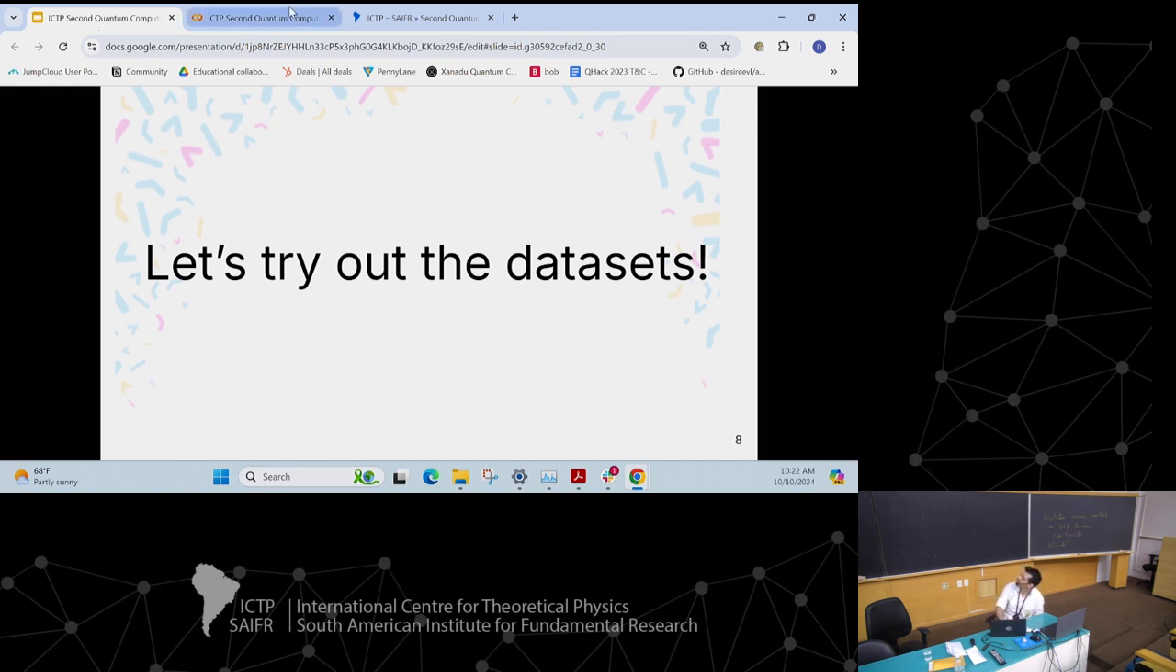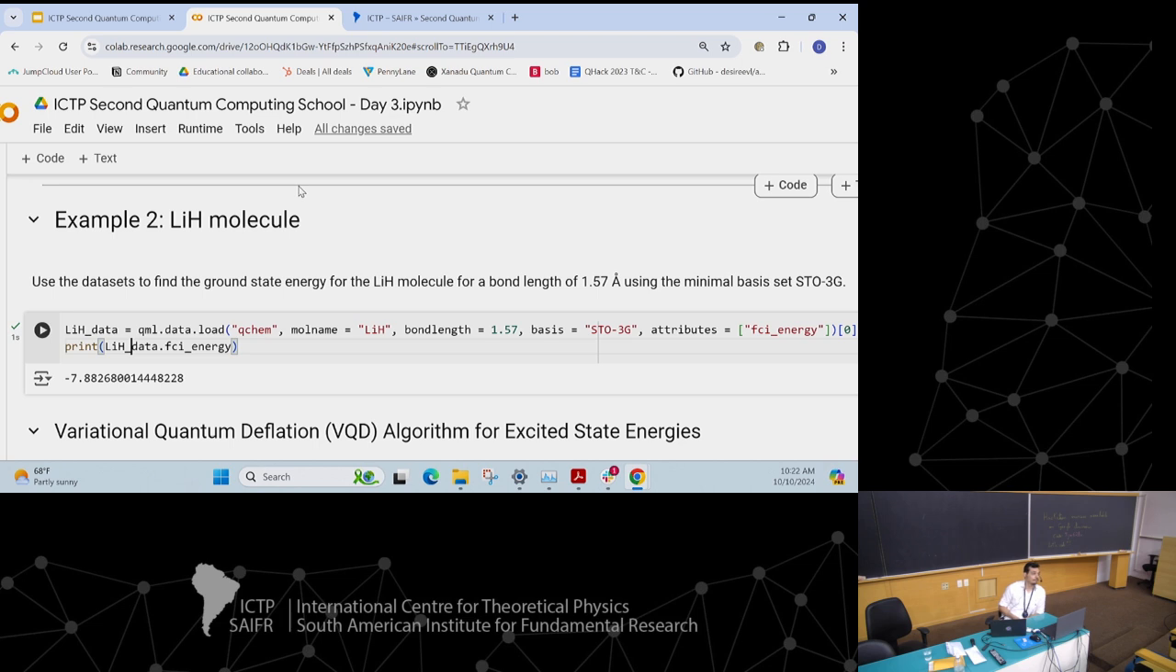Any questions about the data set, by the way? It's fairly straightforward. It's really just not having to reinvent the wheel for certain applications.